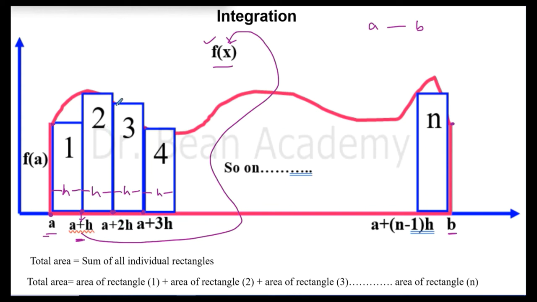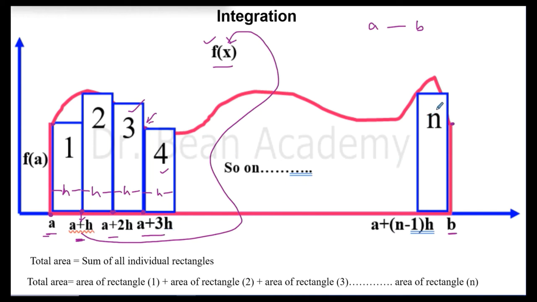Of course, for the third rectangle, this side is located at a plus 2h. So you know that here is a, then 1, 2, so now there are two heights, so it should be a plus 2h. For the fourth, it will be a plus 3h. That is the point where the left side of the rectangle is touching the horizontal scale. That point is a plus 3h, right? And in this way, I will keep going.